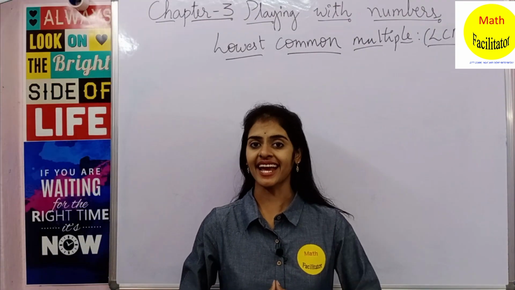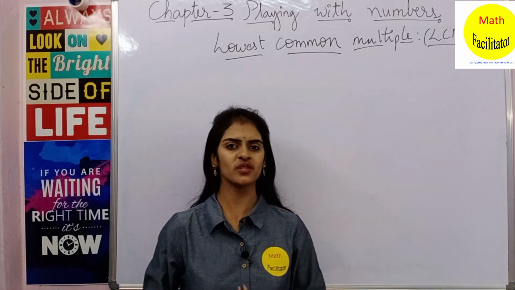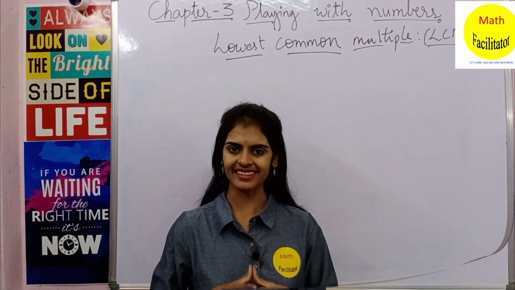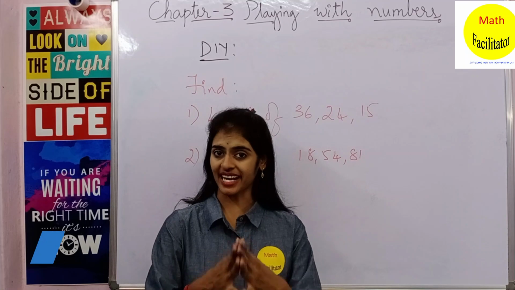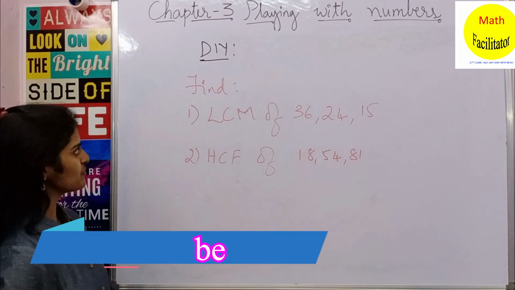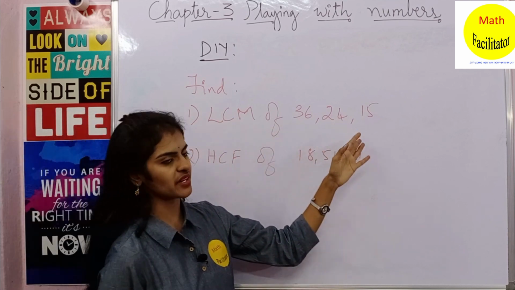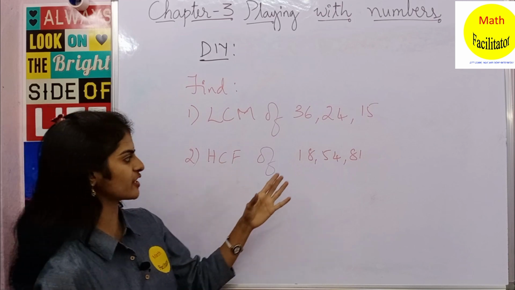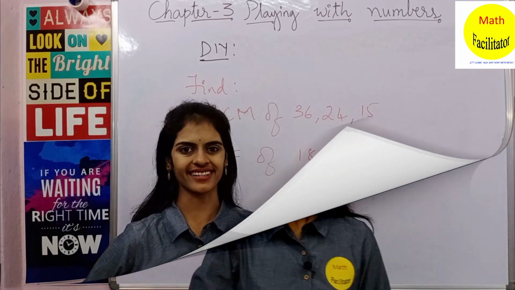So for finding HCF and LCM, you can use the method in which you are comfortable, unless and until it is mentioned in the question. Unless and until you practice, you cannot get a step closer to max. So here is your DIY. Find the LCM of 36, 24 and 15, and also find the HCF, highest common factor, of 18, 54 and 81. This brings us to the end of this chapter.